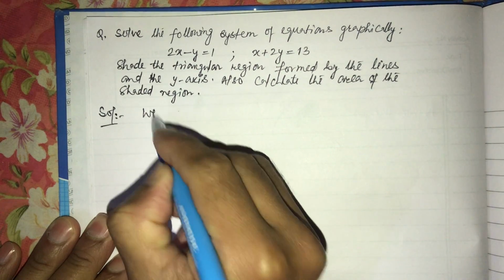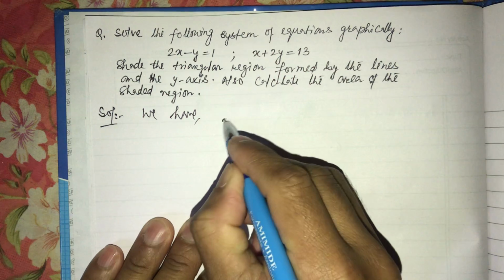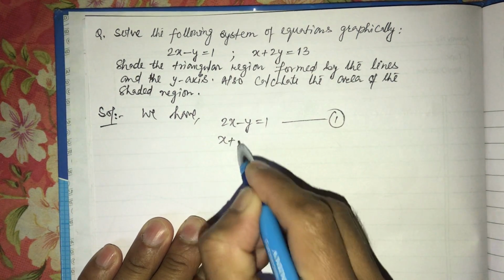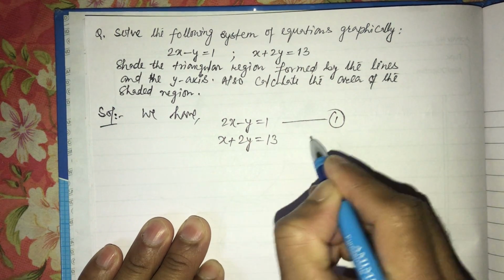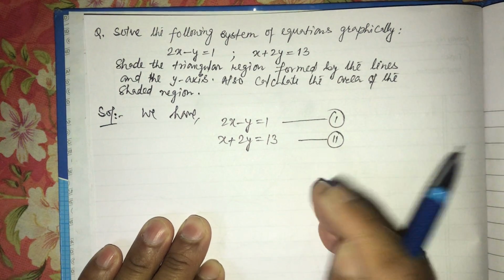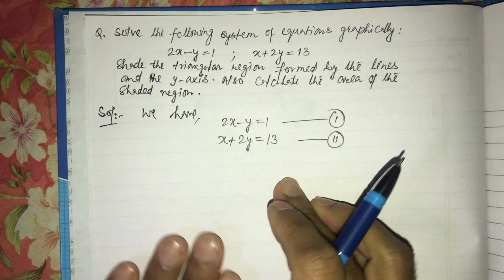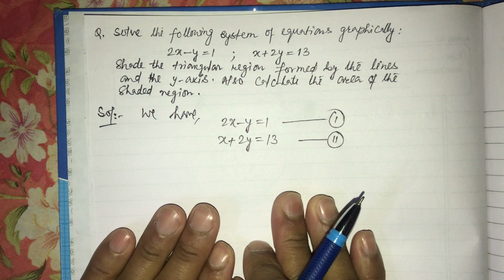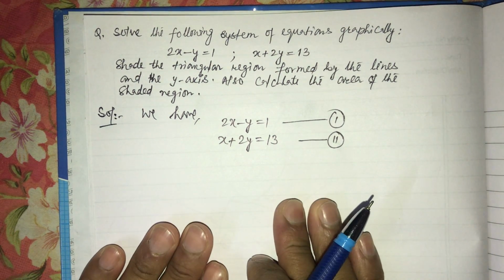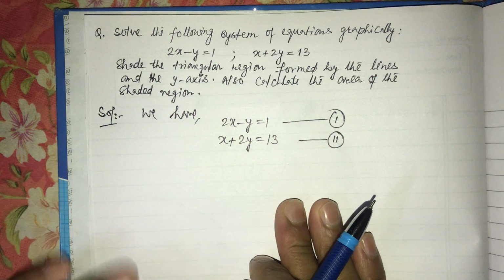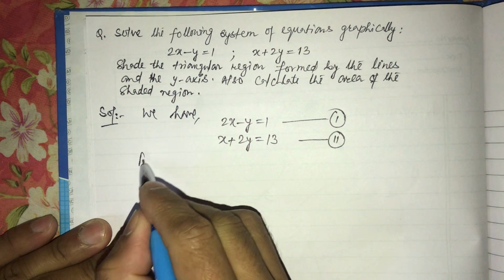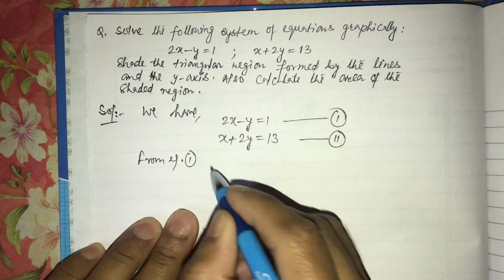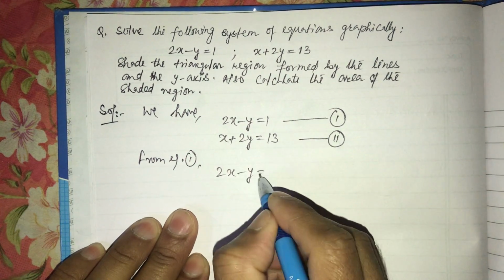Solution. We have, first we'll write the equation 2x minus y equal to 1, equation 1. x plus 2y is equal to 13, equation number 2. So these are the two equations. Now we want to plot the graph for this, and we know before plotting the graph we need a table of coordinates. So we'll go accordingly from equation 1. Equation 1 is 2x minus y equal to 1.